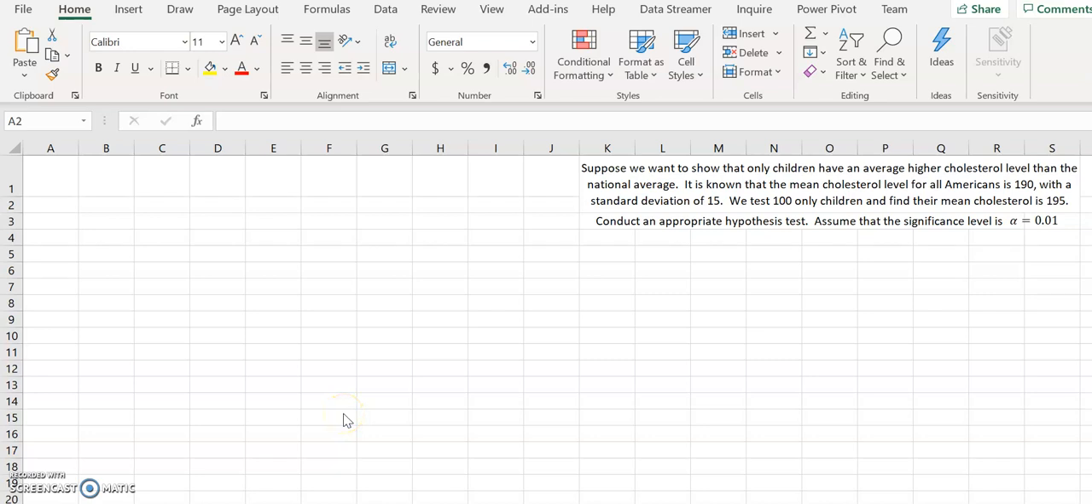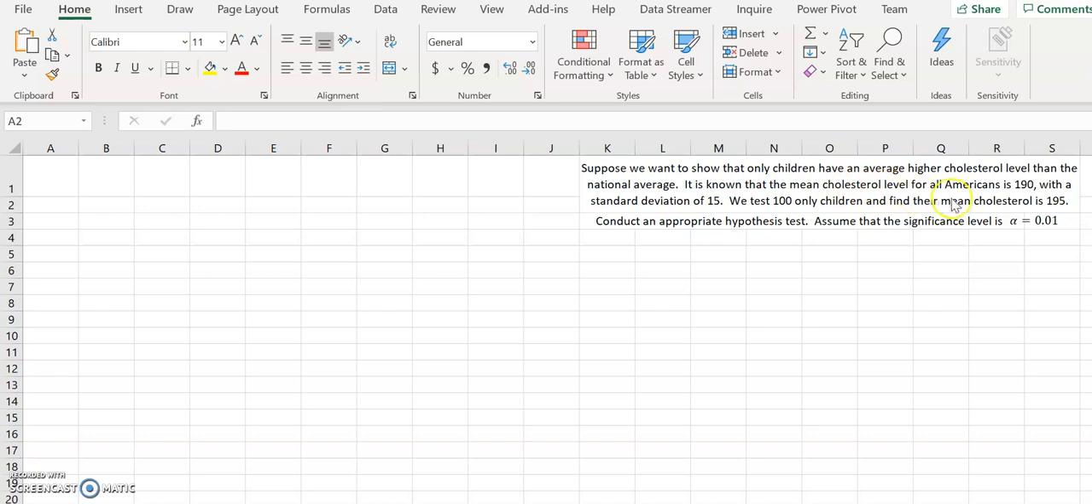So this video is going to show you how to calculate a one-sample z-test in Excel. So we have our question over here. The claim is that only children have a higher cholesterol level than the national average. That's the claim that we want to prove.